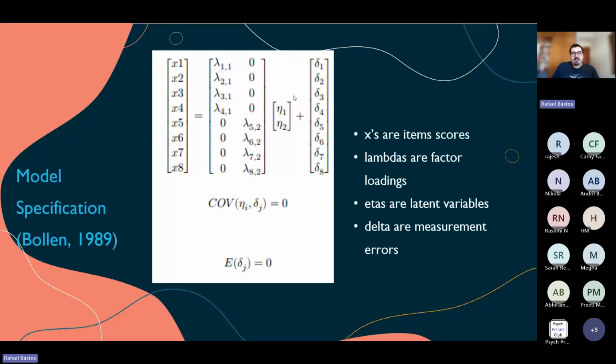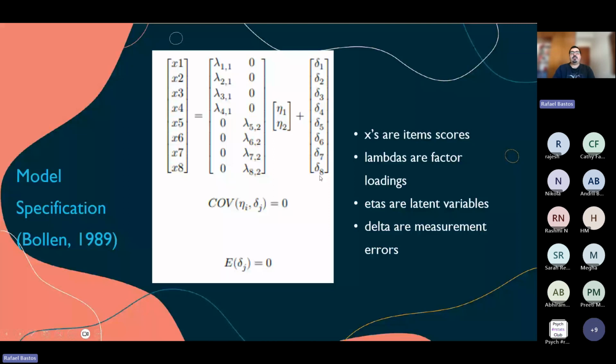So for model specification, I brought some matrix multiplication here. I know this might be hard, but I'll try to explain it in a more concise way. So we have that the scores of the items x1 to x8 are caused by the latent variable and the relationship between the item and the latent variable, which is the factor loadings, plus measurement error.